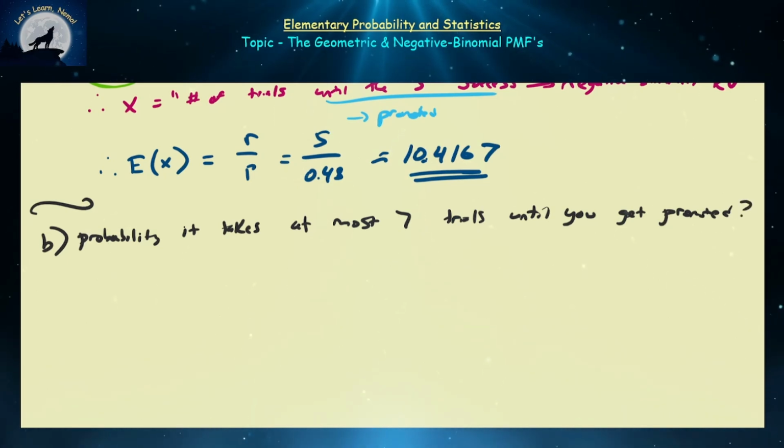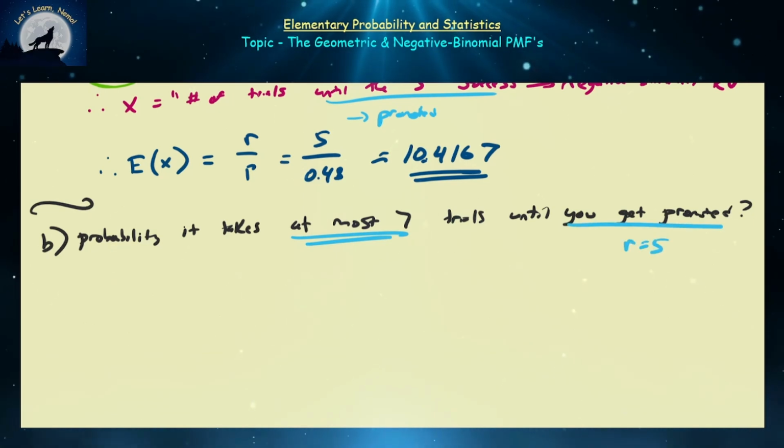All right, so what do we have? So at most 7 trials until you get promoted. So again, that's still r is equal to 5. So we're allowing ourselves to have at most 2 losses, right? So that's at most 2 losses. Because if 5 of them are wins, then we're allowing for at most 2 of them to be losses in that sequence. So that means what?